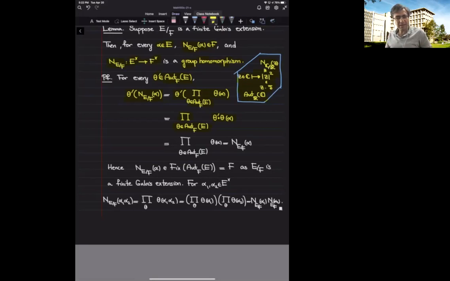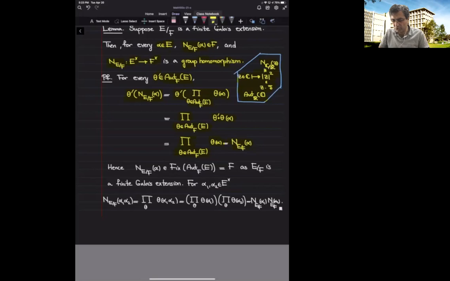So theta prime theta gives me again all the elements of the group of F automorphisms of E. So I can essentially call them theta double prime, that's a dummy variable anyway. So it's the same as theta ranging inside the group, and I'm applying theta to alpha. And that's exactly the definition of norm. So I'm getting back norm of alpha.